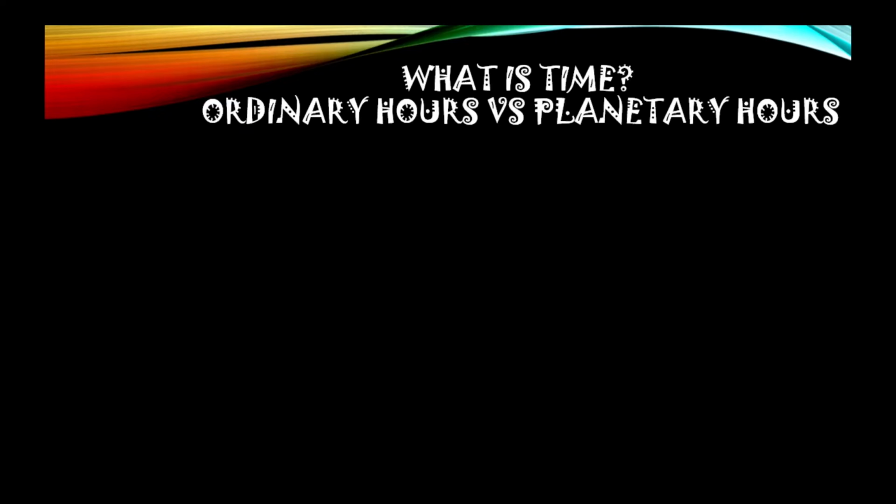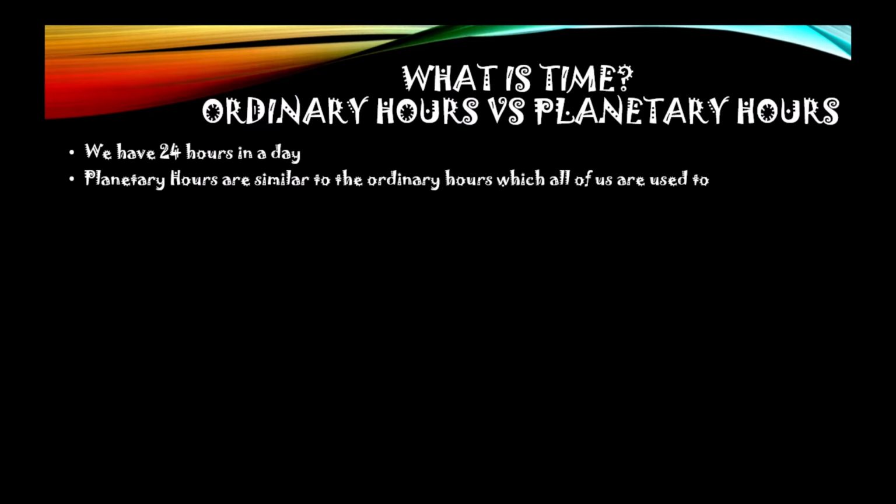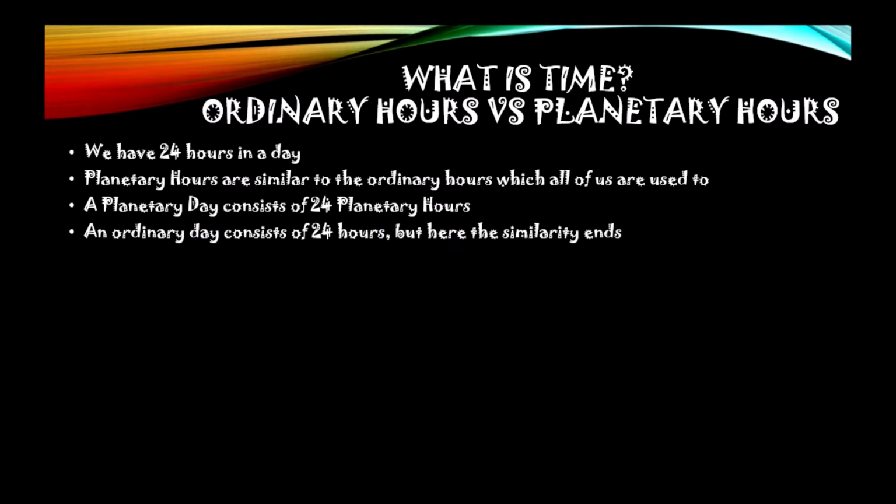So what is time? Ordinary hours versus planetary hours. We have 24 hours in a day. Planetary hours are similar to ordinary hours, which all of us are used to. A planetary day consists of 24 planetary hours. An ordinary day consists of 24 hours, but here the similarity ends.